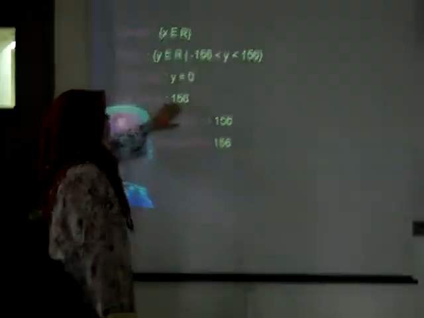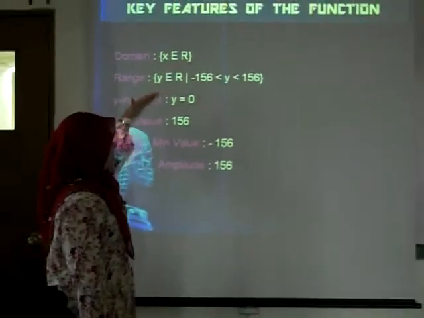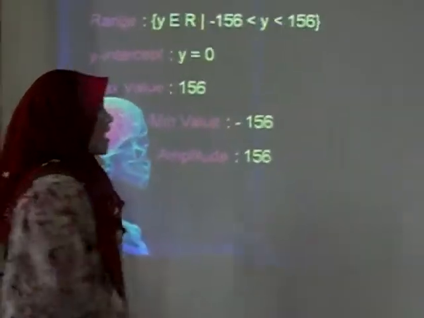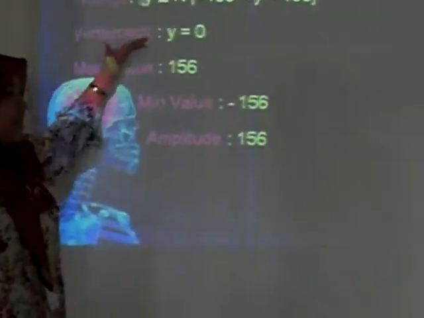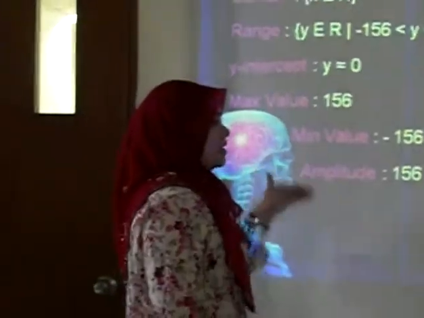The maximum value refers to the highest frequency and the minimum value refers to the lowest frequency. The amplitude is the maximum value minus the minimum value, divided by 2.